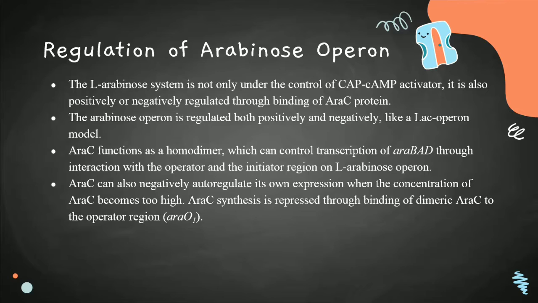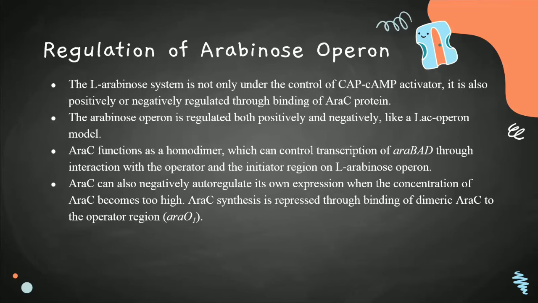So the RAC protein also has a role in the regulation of your Arabinose operon. It can be regulated both positively and negatively, like our lac operon model. Before we get into how the regulation happens, you should know what the structure of RAC is. Your RAC protein is a homodimer.